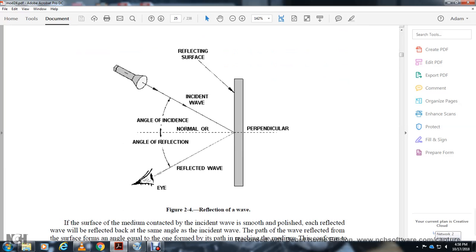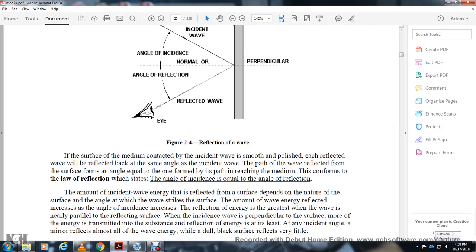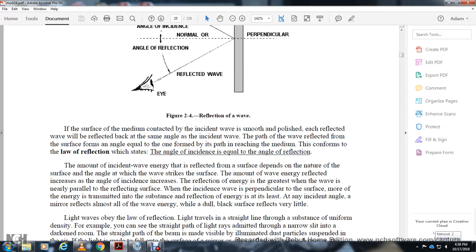Also, you have the reflection of the wave: the incident wave, the reflected wave, the angle of incidence, the angle of reflection, the normal, and the reflecting surface, which is smooth and polished. Each wave is reflected back at the same angle as the incident wave. This conforms to the law of reflection, which says that the angle of incidence is equal to the angle of reflection.